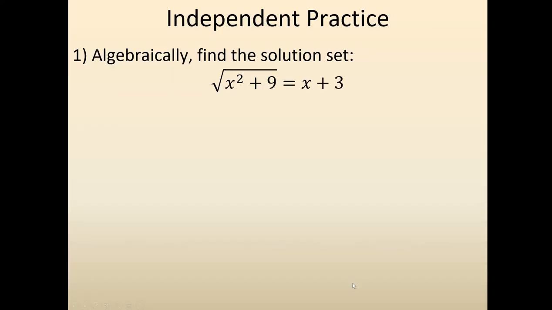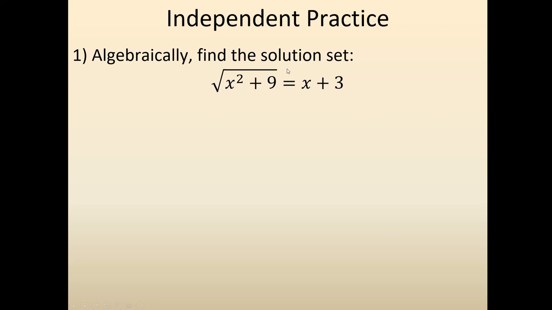All right, so here's our first solution. Pause the video, work it yourself, and we'll go over it in a second. Okay, so what we're going to do now is follow the steps. The first step was to isolate the radical, which it is. The radical term is all on the left side. Everything else is on the right.